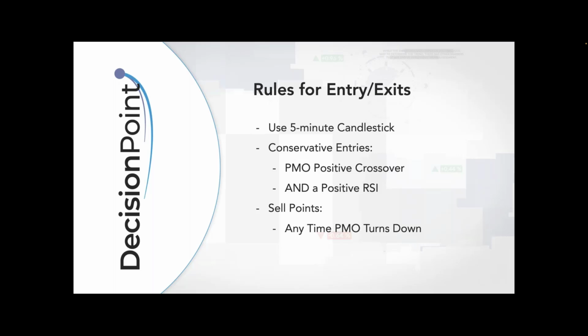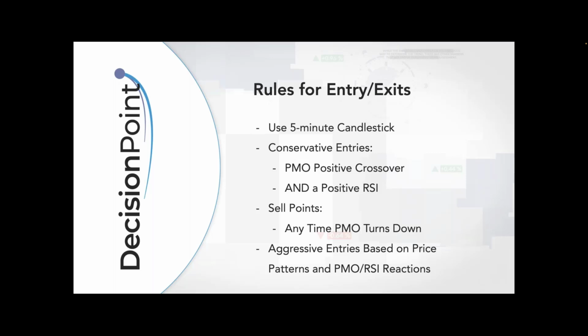That's all I need. Now, if we're doing a short sale, that would be different. Then I would want to have those crossovers and, in that case, a negative RSI. Aggressive entries are going to be based on the price pattern on the chart, and also on how the PMO and RSI are reacting to price. So the conservative entry is easy to remember: crossover, positive RSI.